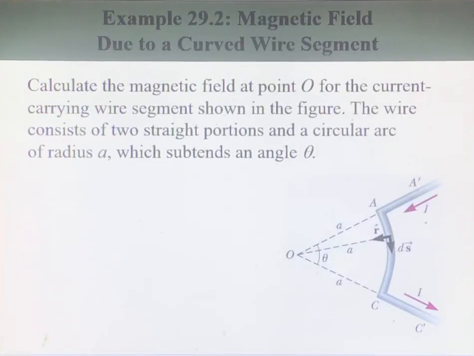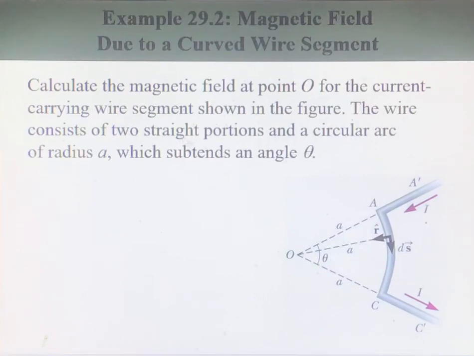All right, so let's look at this second example here. In example number 29.2, we're going to look at the magnetic field due to a curved wire segment. In this example, we want to calculate the magnetic field at this point right here. This is the point O.